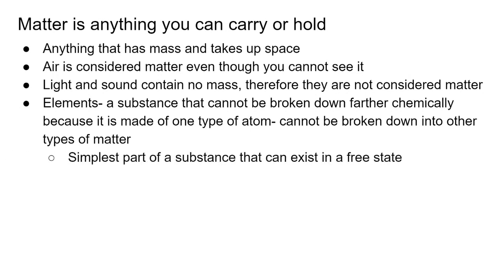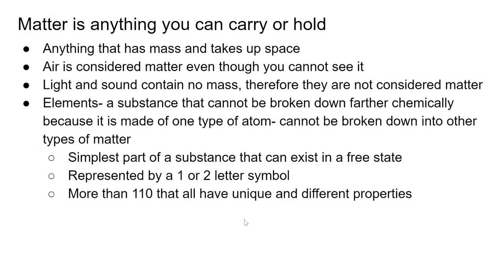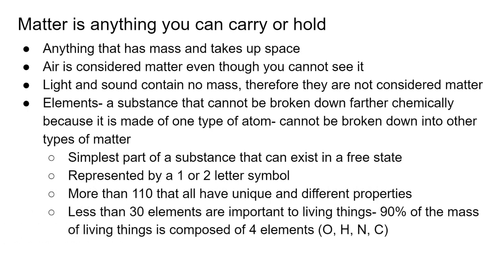They're the simplest part that can exist in a free state, so we can find all these things by themselves. And when they're on the periodic table, they are represented by a one or two letter symbol. So, for example, carbon is a capital C, or iron is capital F, lowercase e. There are more than 110, and actually, there's 118 right now. Maybe more discovered someday. Some of these things have actually been discovered in a lab, so they're man-made.